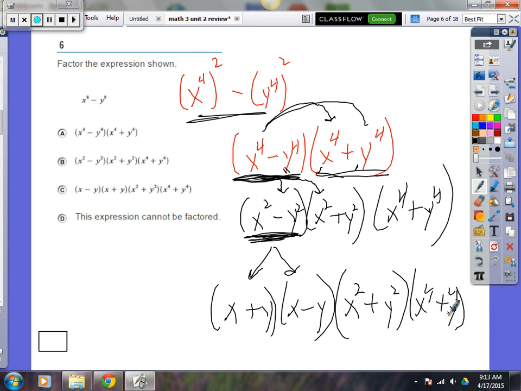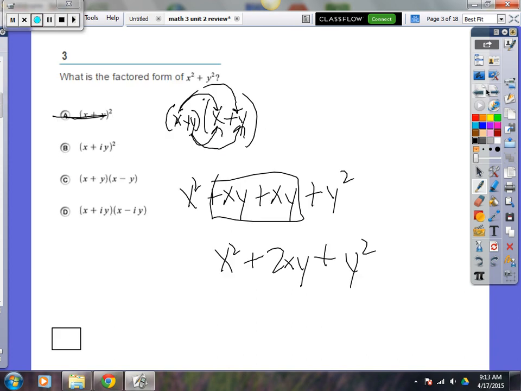And that's going to match up with C. So 6 matches up with C. So now let's go back and look at 3. And I'll show you why you can't factor the sum of squares without imaginaries. So number 3, we eliminated a because a gives us the middle term, and we don't want that middle term.